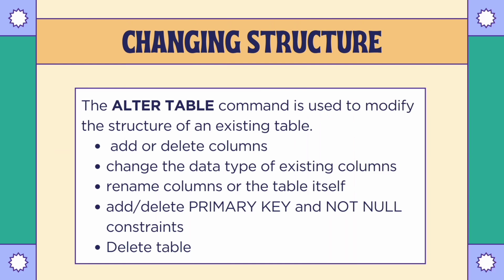The alter command we mainly use to change the structure of a table. Here we'll learn how to add or delete a column from a table, change the data type of existing columns or fields, rename a column or a table, add or remove primary key or not null constraints, and delete the table. So let's learn the uses of the alter table command. In exam it comes: what is the use of alter table command? You can write simply this line: it is used to modify the structure of an existing table.